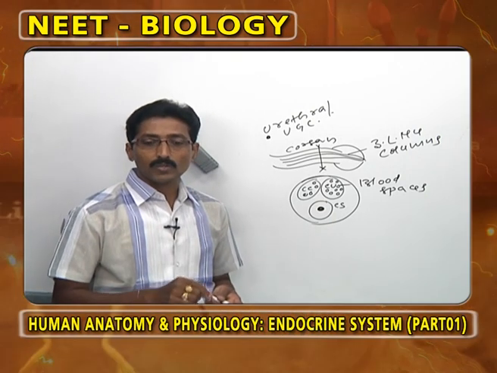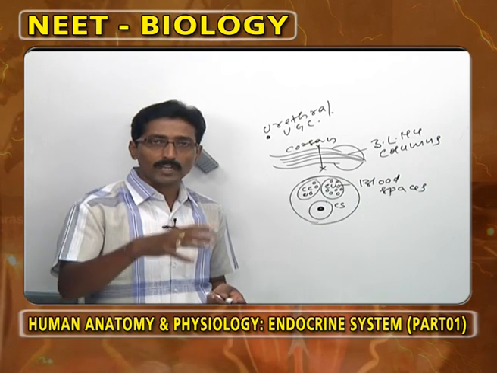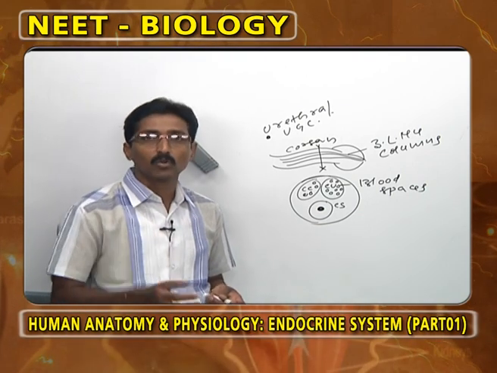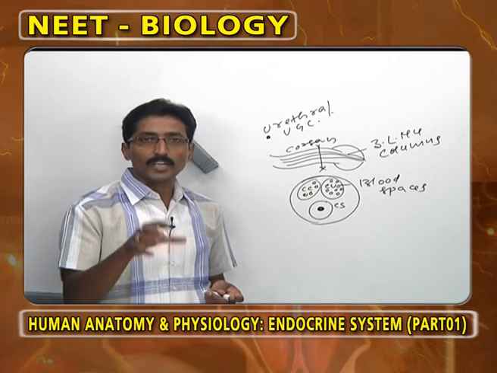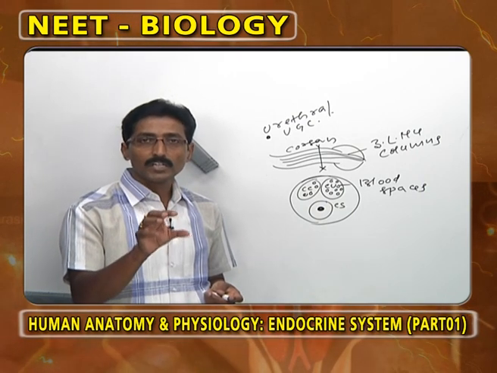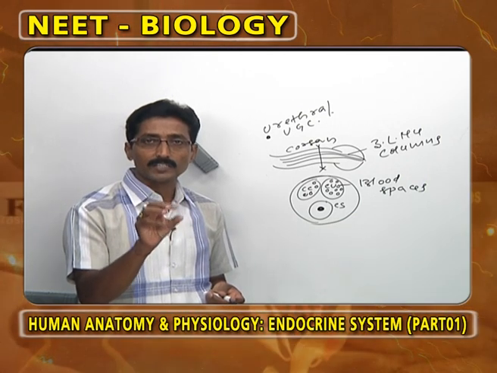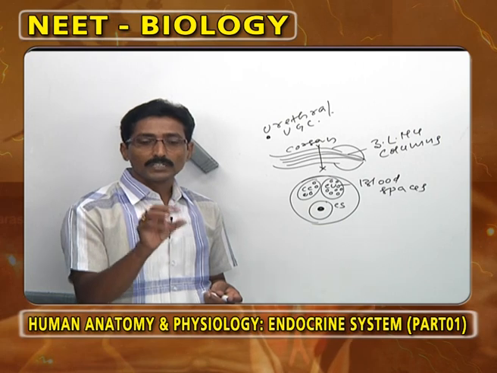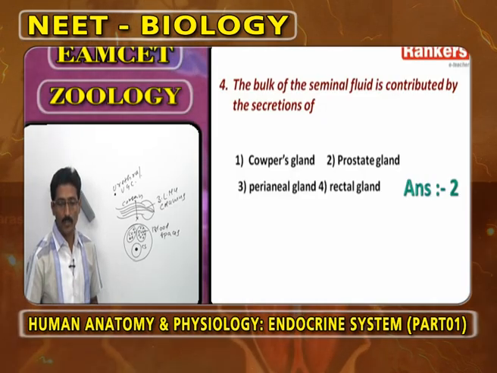Now here the question, bulk of seminal fluid. What is meant by bulk? More amount of seminal fluid coming out. For the formation of more and more seminal fluid, what type of accessory gland secretions play an important role? The answer is the prostate gland. Now we go for the next question.